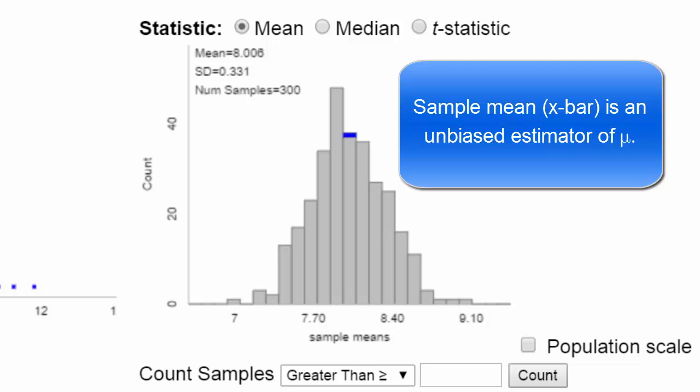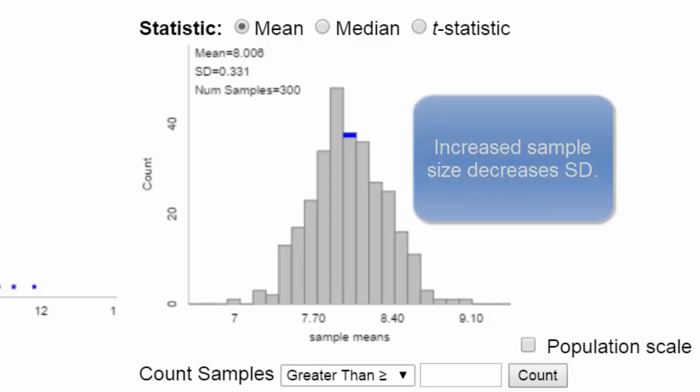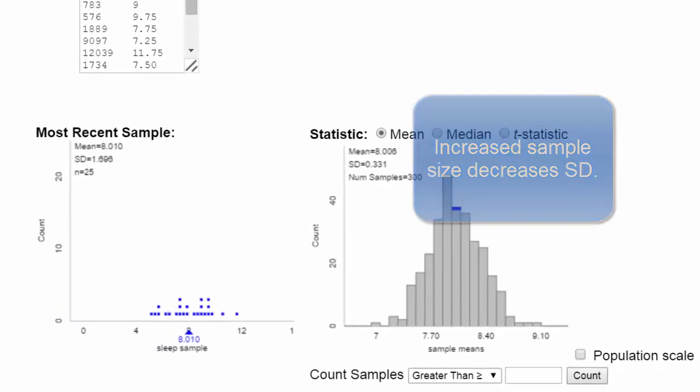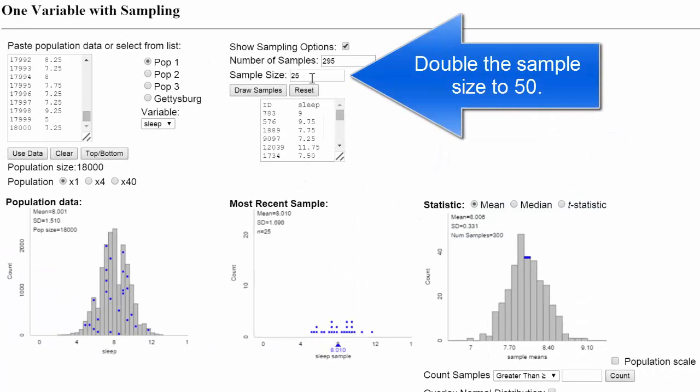We're going to talk more about the spread, the standard deviation, in a later lesson. I do, though, want you to notice that as we increase the sample size, the variability decreases, and the center of the graph gets tighter around the sample mean. Thus, this is going to improve our estimate. In fact, let's go ahead and show this. Let's double the sample size to 50.